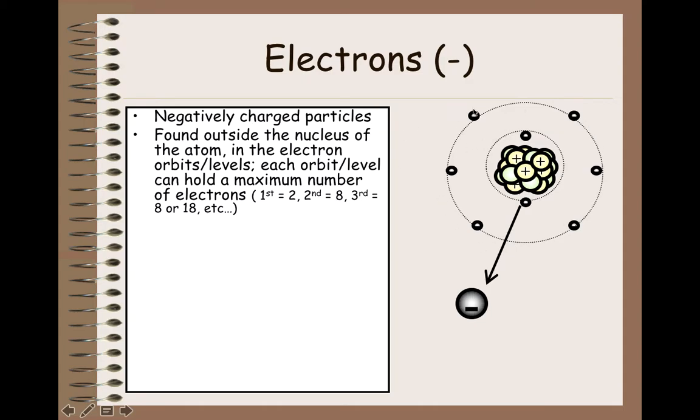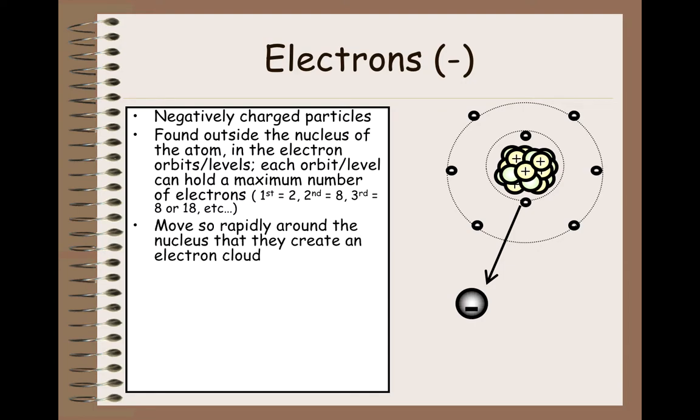So if we look here, we have the first shell with 2. It can only hold 2, and then the second shell can hold up to 8, but right here we only see 6. So we just need to be aware that electrons orbit in these shells, and each shell can only hold a certain number of electrons. Next, electrons move extremely, extremely fast. Plain and simple.